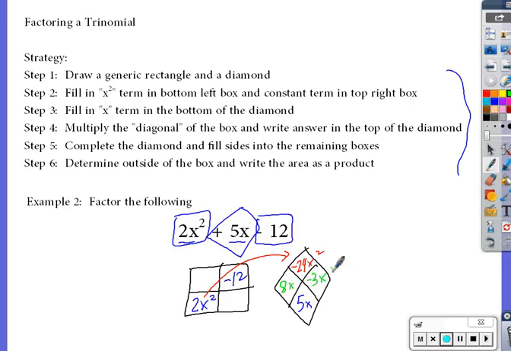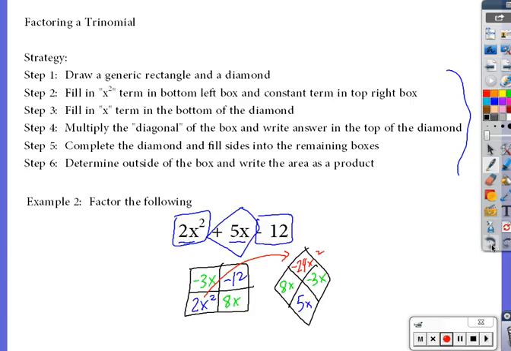This is where some students struggle to come up with that. Just guess and check. Use your calculator, whatever you have to do to determine negative 24 for multiplying and positive 5 for adding. All right, so I fill those pieces into the box, and then I complete the generic rectangle, which we've done in other chapters.